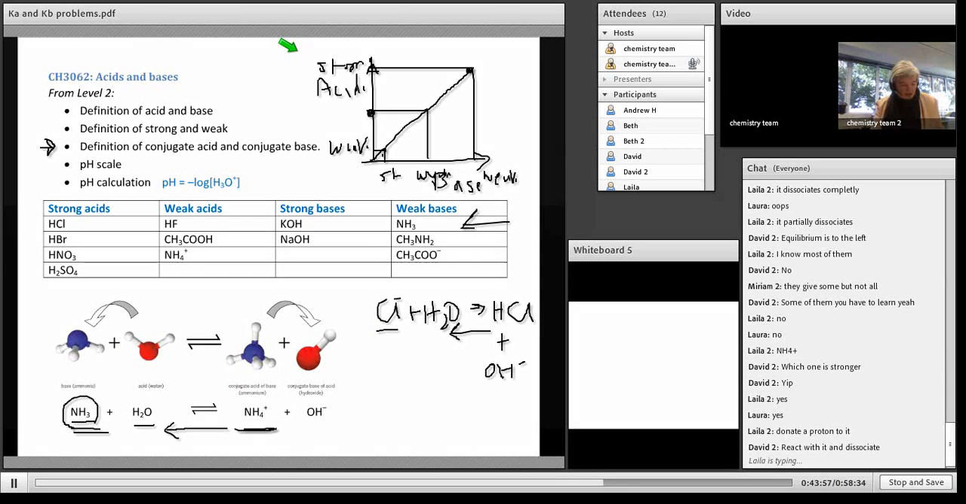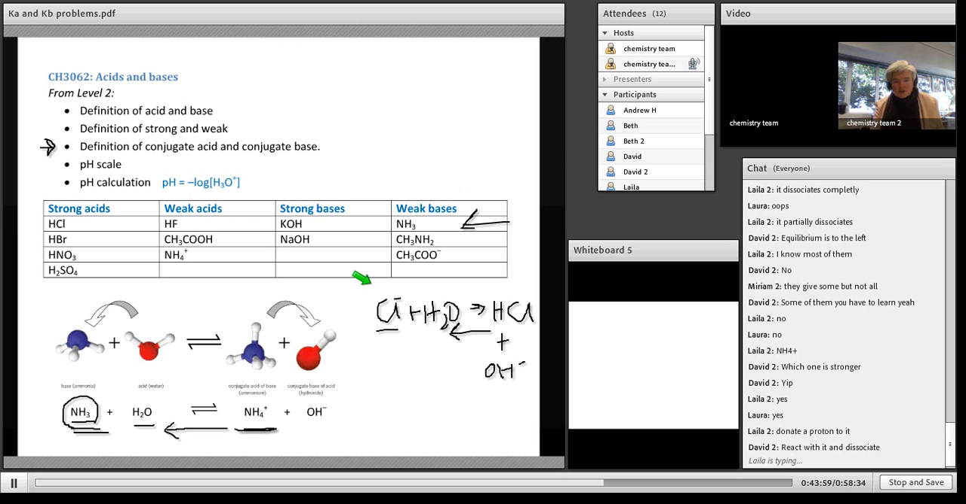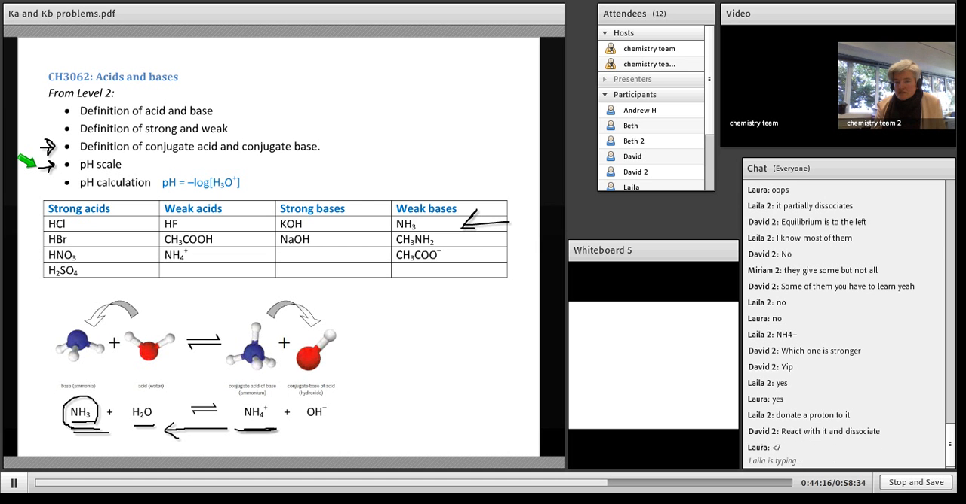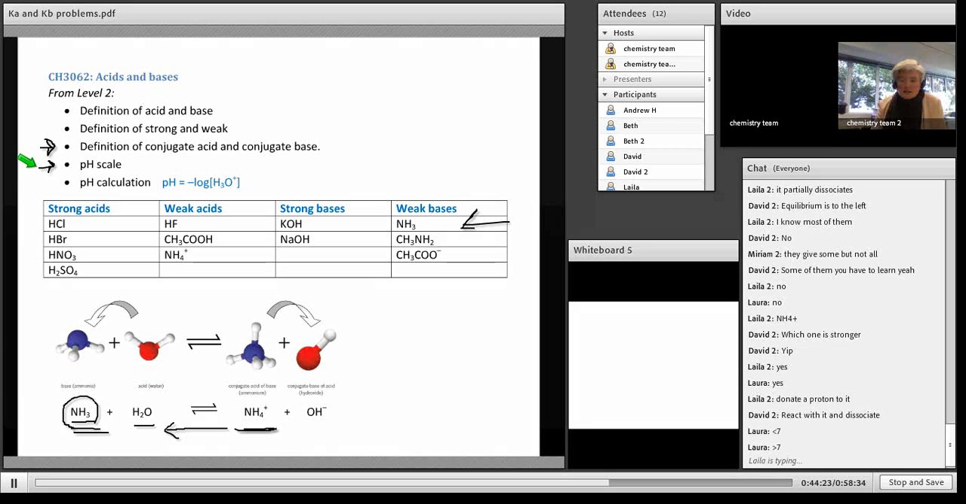Okay, right. So that is going over level 2, and the final thing we know from level 2 is the pH scale. I think all of you know the pH scale. What values are associated with an acid? It's less than 7, correct? What values are associated with a base? More than 7. And then neutral is 7.